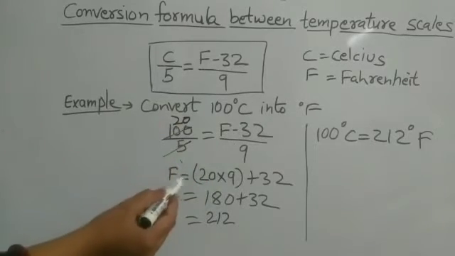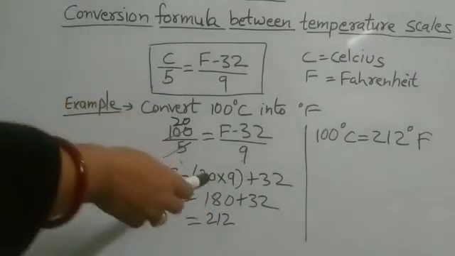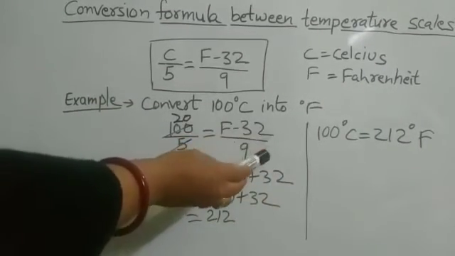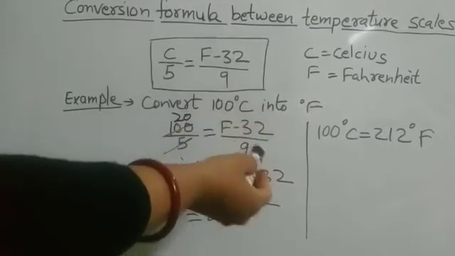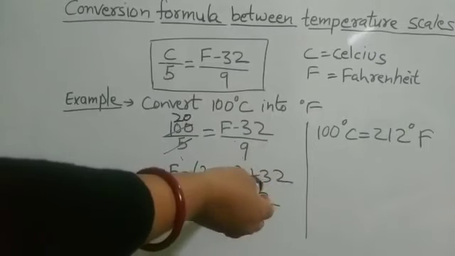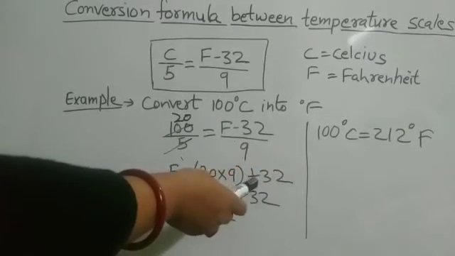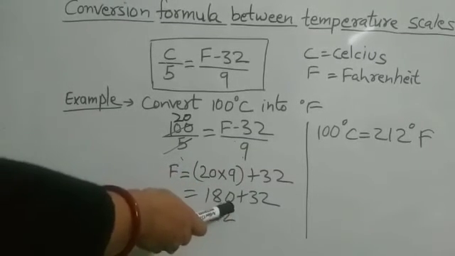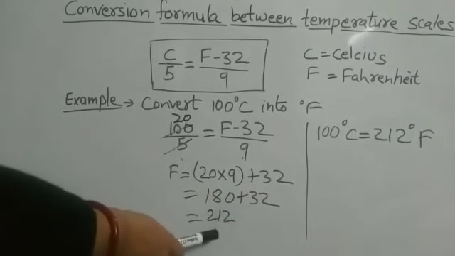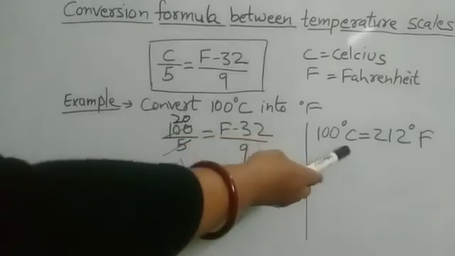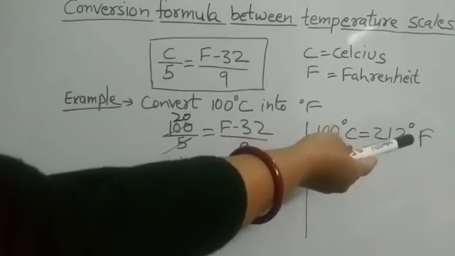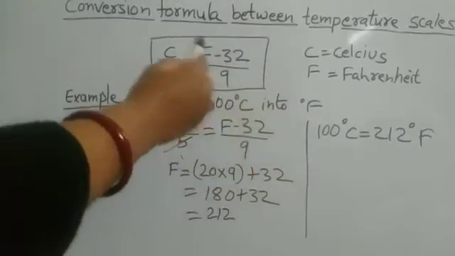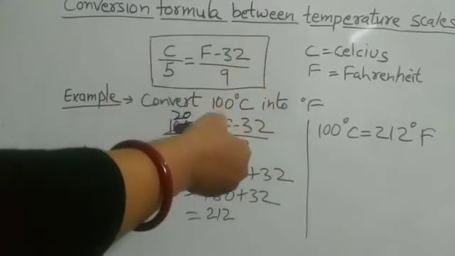So we will get F is equal to 20 into 9 plus 32, because this is of minus, and when we will take it to the other side, it will be changed to positive sign. Okay, so positive 32. So 20 multiplied by 9, we get 180 plus 32, and this will become 212. So 100 degrees Celsius is equal to 212 degree Fahrenheit. Like this we can convert Celsius to Fahrenheit and Fahrenheit to Celsius.